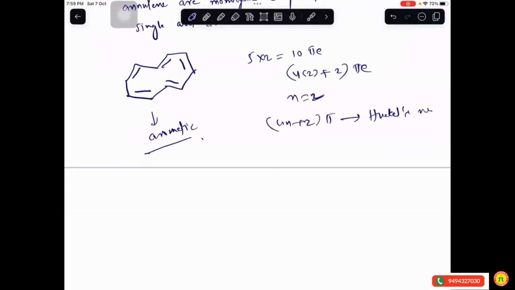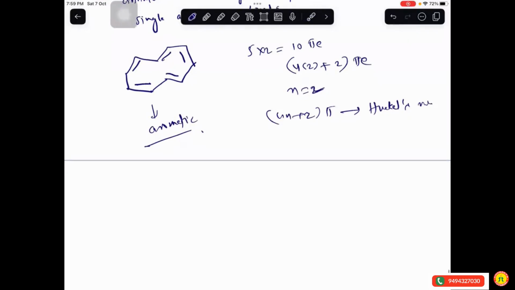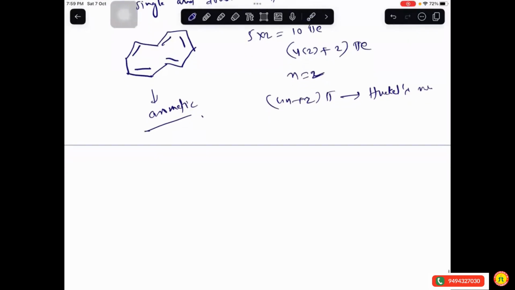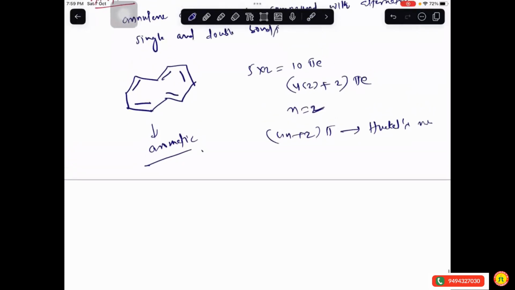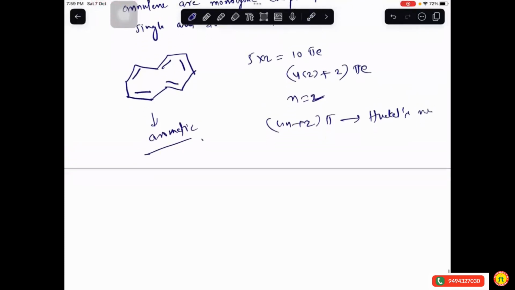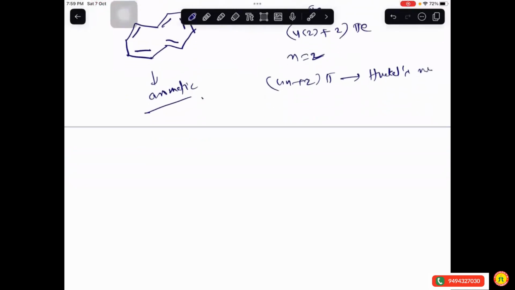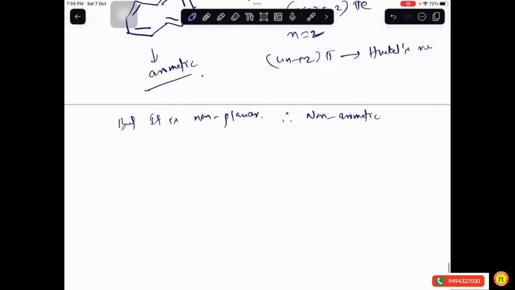Next one. Generally, whatever you are thinking, this is aromatic. But the problem is that among this kind of compound, generally it is not planar. Why it is not planar, we'll see. It is non-planar. Therefore it is non-aromatic. See, what is happening here?